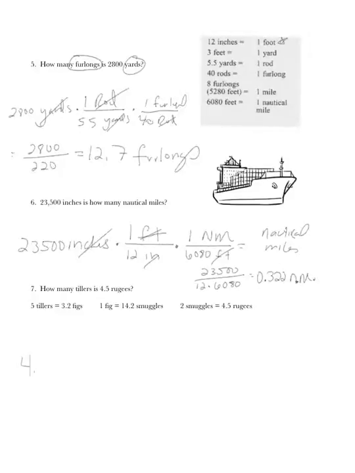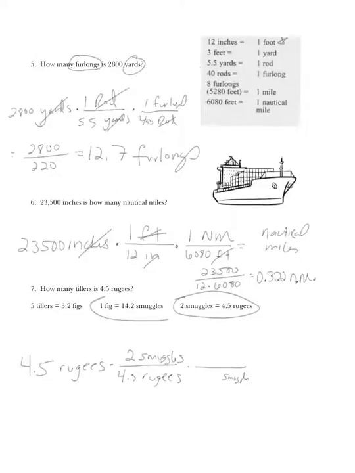Okay, 4.5 ruggies. Without even looking, I know that I need ruggies on the bottom to cross-cancel ruggies. Ooh, that would be this one here, right? 4.5 ruggies is 2 smuggles. It's like a Harry Potter thing. I'll put smuggles down here. Okay, so this one right here is the smuggles one. 14.2 smuggles is 1 fig. And then I have the conversion for figs to tillers. 3.2 figs is 5 tillers.